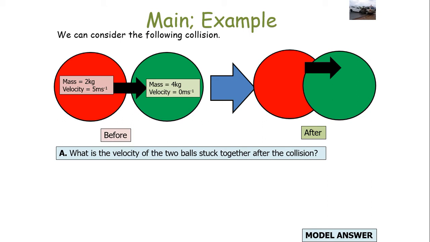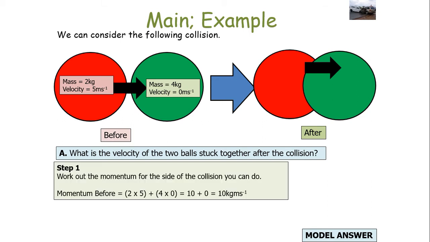So what would the velocity be of the two balls stuck together after the collision? Well, what you do is you carry out step 1 first. You work out the momentum of the side of the collision you can do, and the side you can do is the momentum before the collision, because you've got all the information.